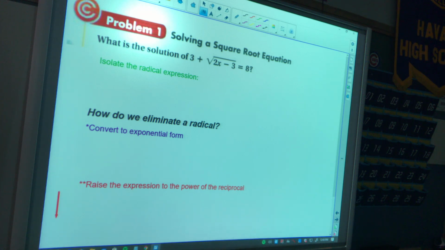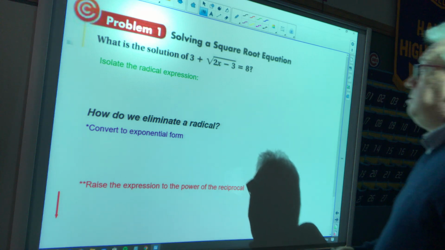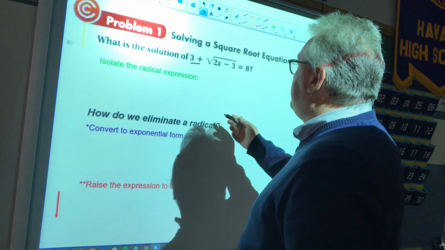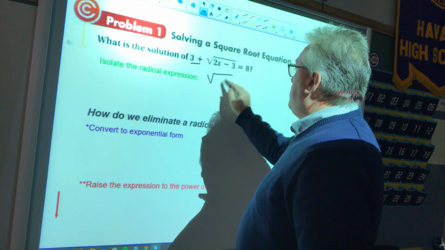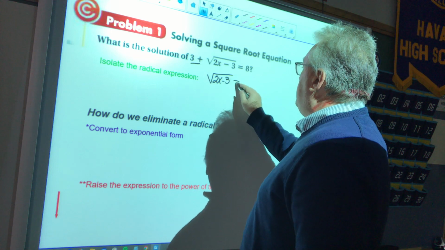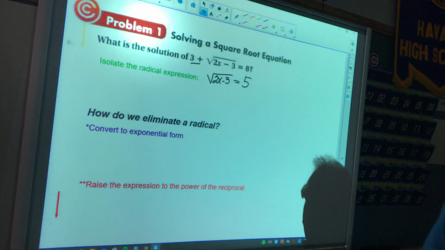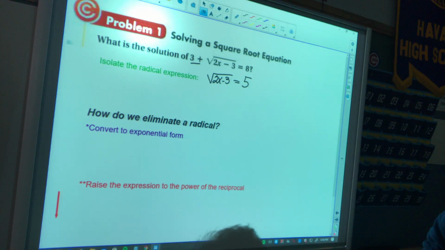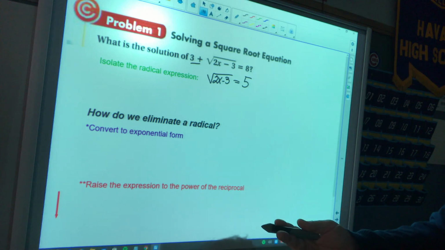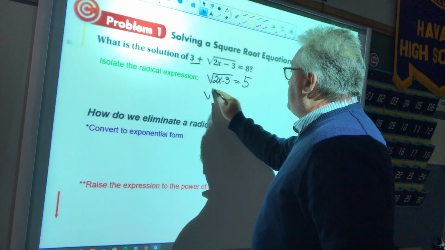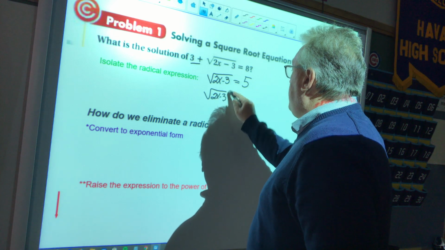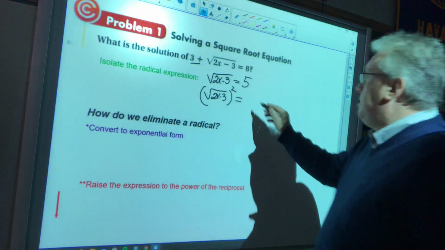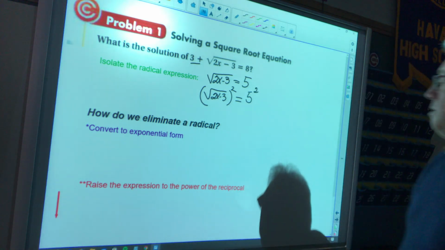Step 1, isolate the radical. Well, we're adding 3, so we need to subtract 3 from both sides. So then we get the square root of 2x minus 3 equals 5. Now, we want to eliminate the radical. So to do that, we do its inverse and we square it. So we've got the square root of 2x minus 3 squared, but what we do to one side, we have to do to the other side, 5 squared.